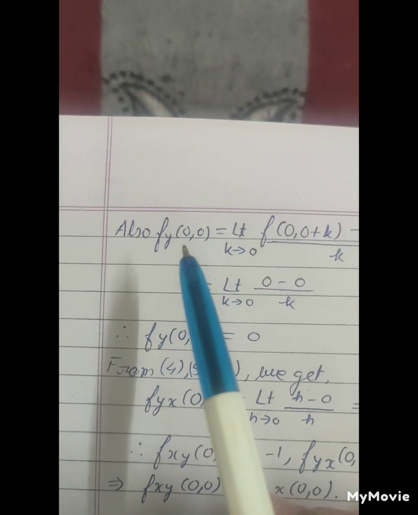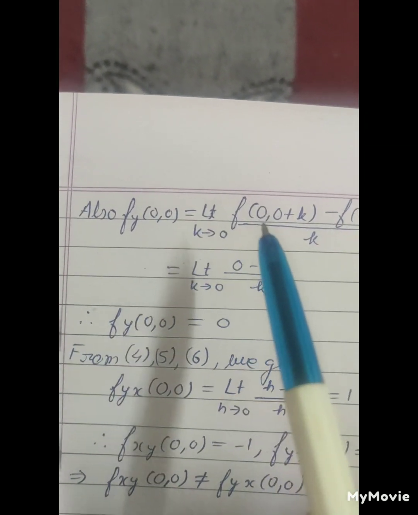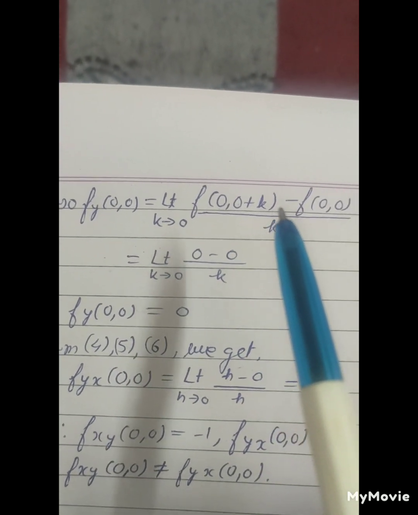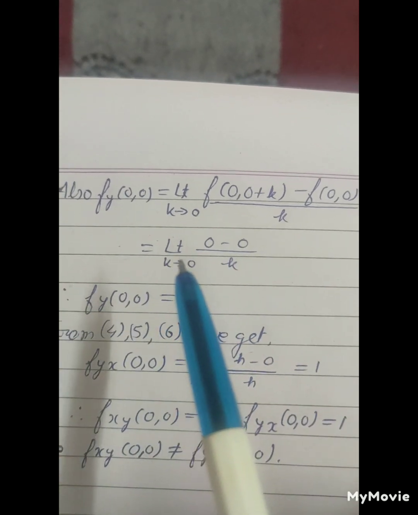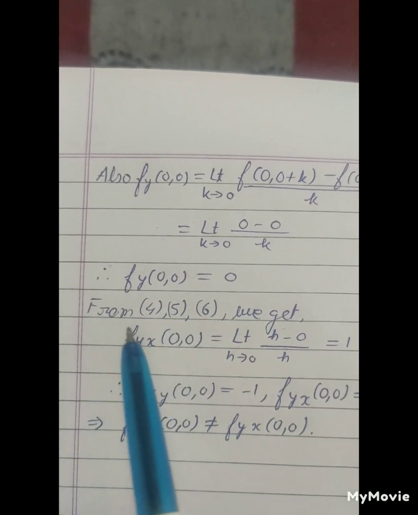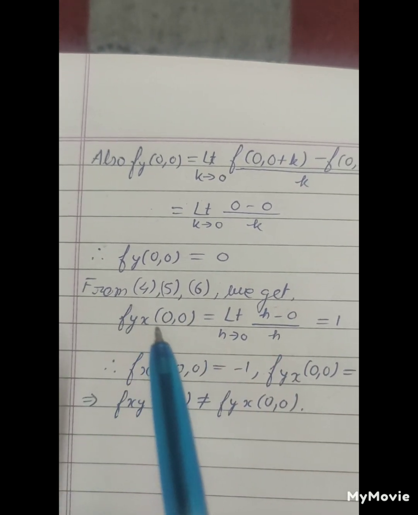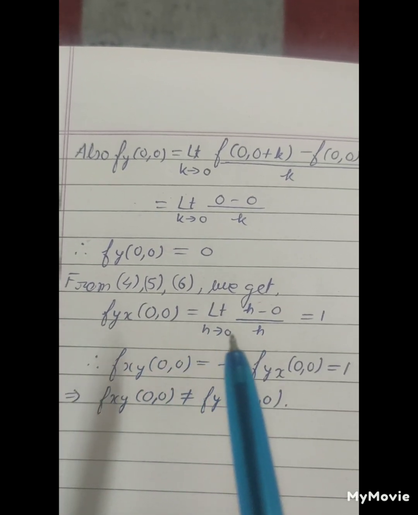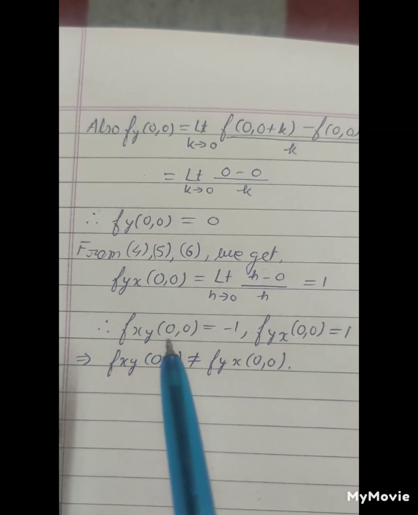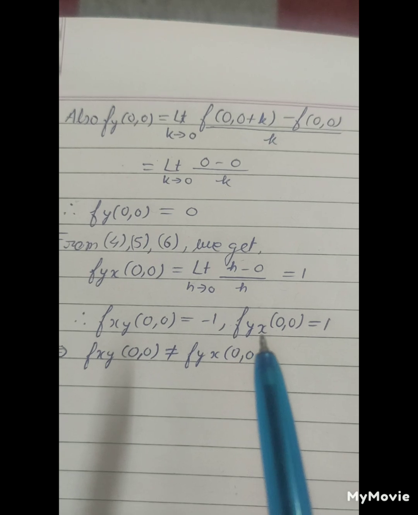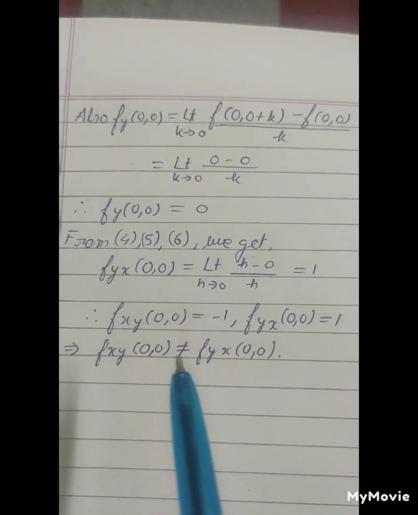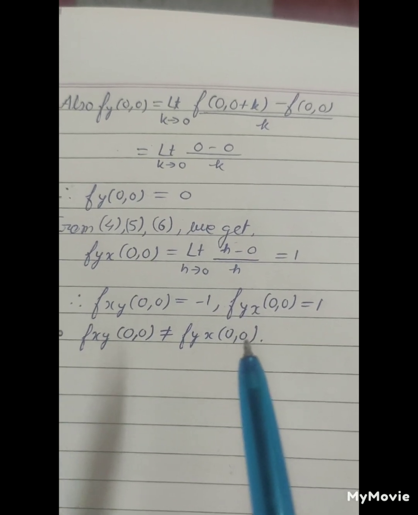Equation 5. Also f_y(0,0) = limit k tends to 0 of [f(0,0+k) − f(0,0)]/k = limit of (0 − 0)/k. So f_y(0,0) = 0. From 4, 5 and 6 we get f_yx(0,0) = limit h tends to 0 of (h − 0)/h = 1. So f_xy(0,0) = −1, f_yx(0,0) = 1, which implies f_xy(0,0) ≠ f_yx(0,0).